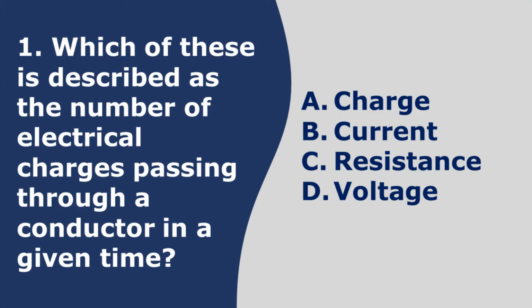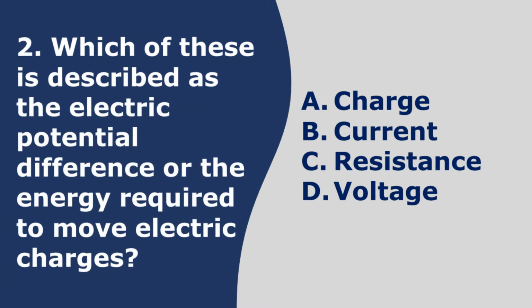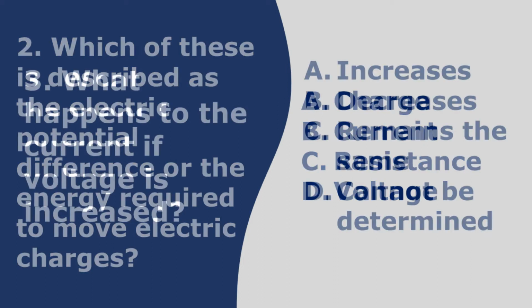Number 1. Which of these is described as the number of electrical charges passing through a conductor in a given time? A. Charge, B. Current, C. Resistance, D. Voltage. Number 2. Which of these is described as the electric potential difference or the energy required to move electric charges? A. Charge, B. Current, C. Resistance, D. Voltage.